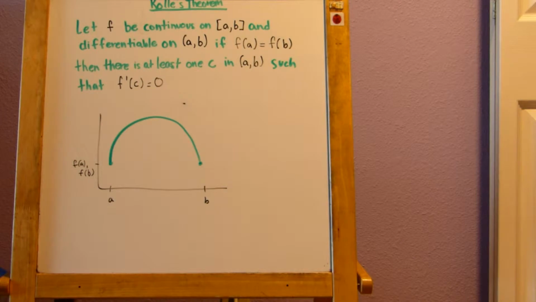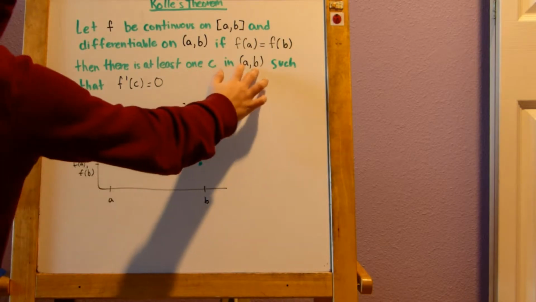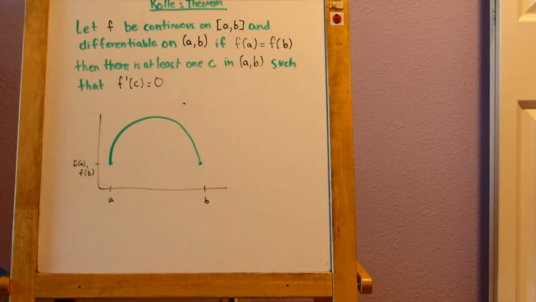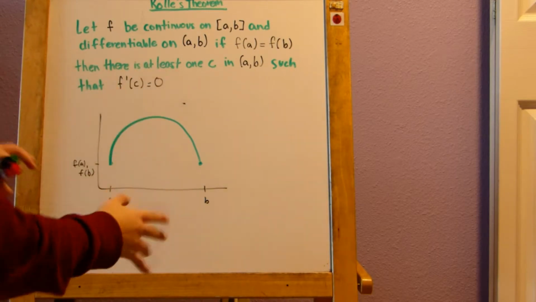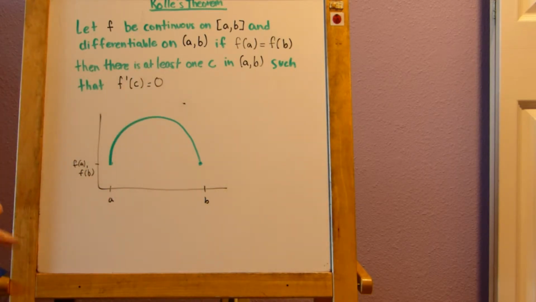And if f(a) equals f(b), then there's at least one c in the open interval (a, b), so it can't be the endpoints, such that f'(c), the derivative, the slope at c, equals 0. So here's a bunch of words, a bunch of letters. You're going to want to see a diagram.